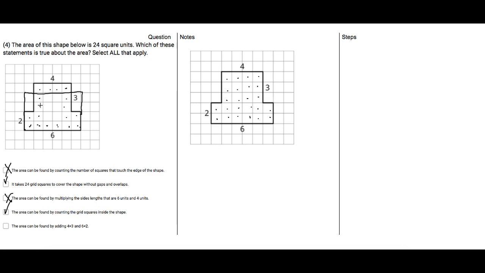And that's true because if we cut this shape into 2 rectangles, we know the area of a rectangle is length times width. So if we take this rectangle here, which is 6 times 2, we get 12. And then we have this rectangle here, which is 3 times 4, which is also 12. Now if we add those two together, like it says here, then we're going to get 24, which is the area of our shape. So yes, this one works as well.